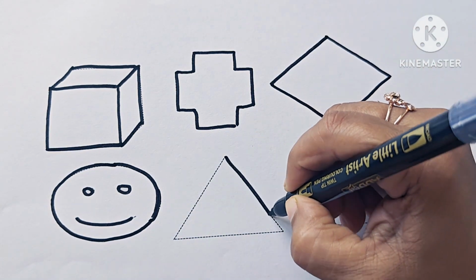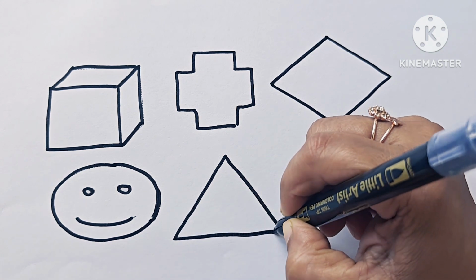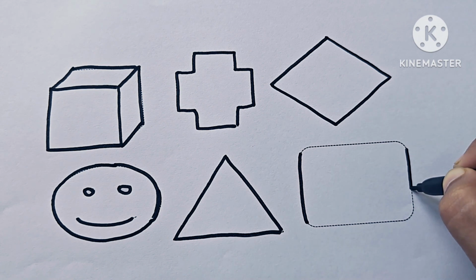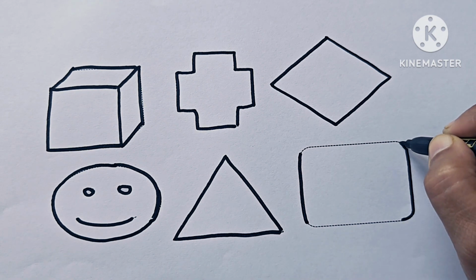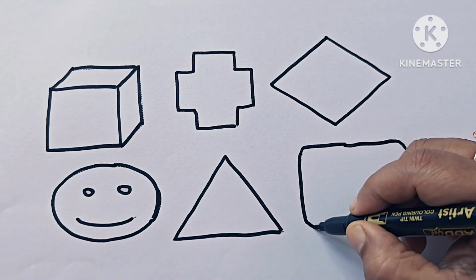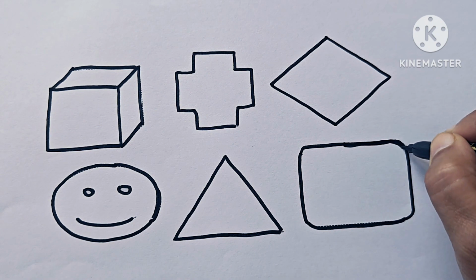This is triangle. It is a 2D shape. It has 3 sides. This is rounded corner rectangle. It is a rectangle, but its corners are round in shape, so it is called rounded corner rectangle.